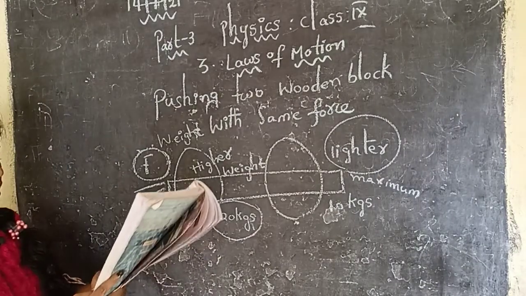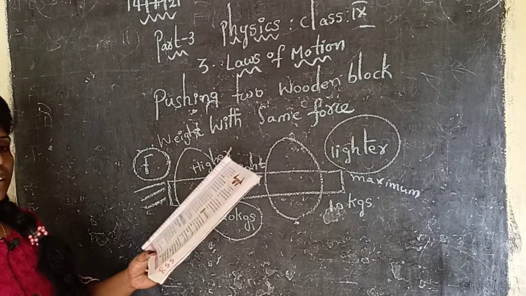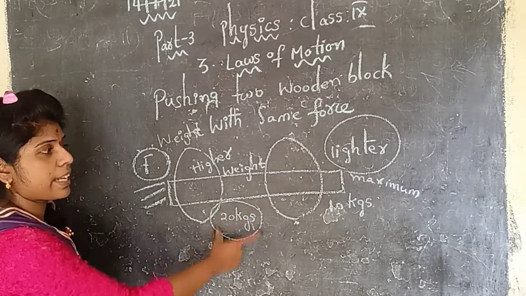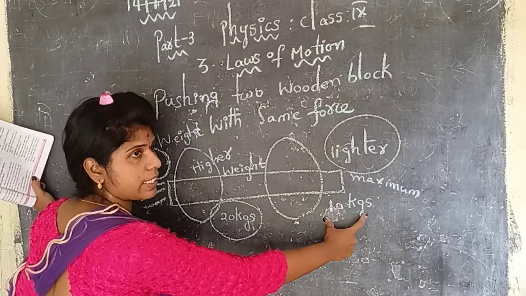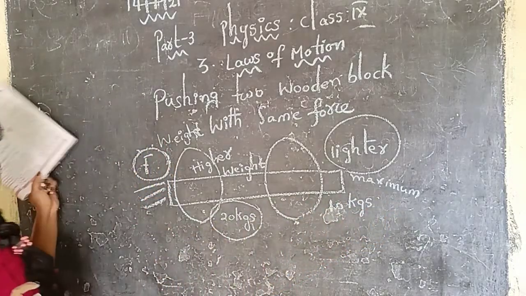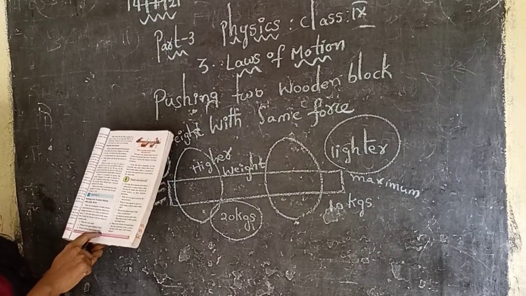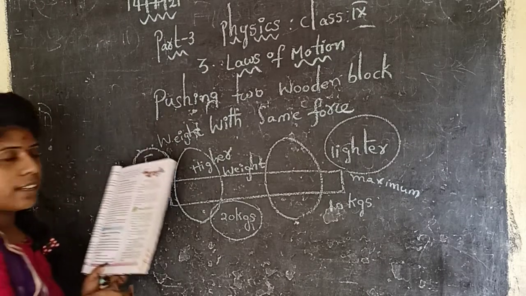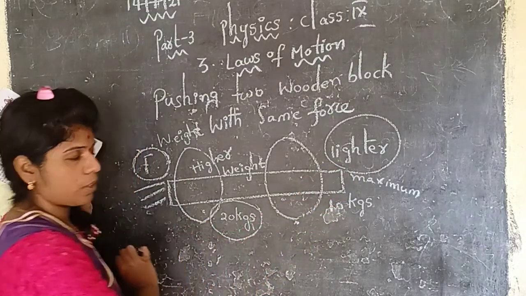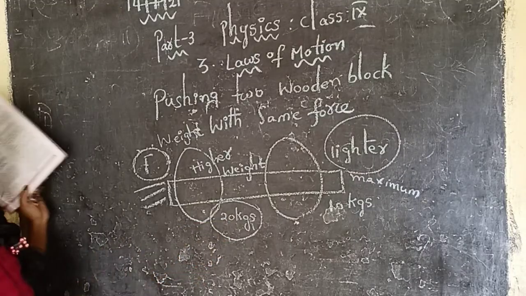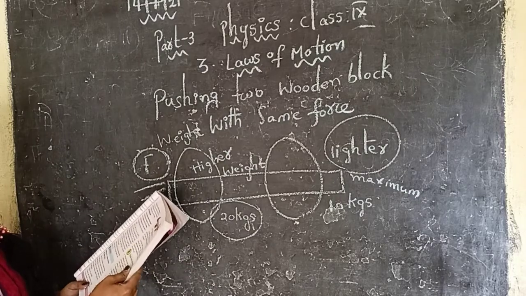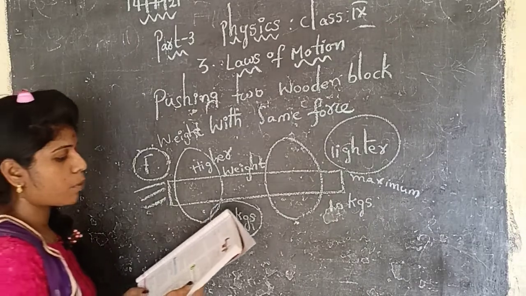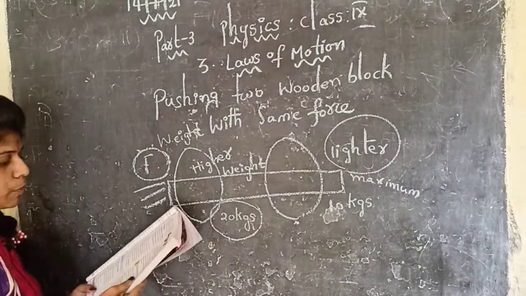Which one goes further? Why? As we compare both cases, which will travel the maximum distance? 10 kgs will travel the maximum distance. Which block accelerates more? Lesser weight will accelerate more when compared with higher weights. Through your observation, you can tell that the greater the mass of an object, the more it resists the change in its state of motion.